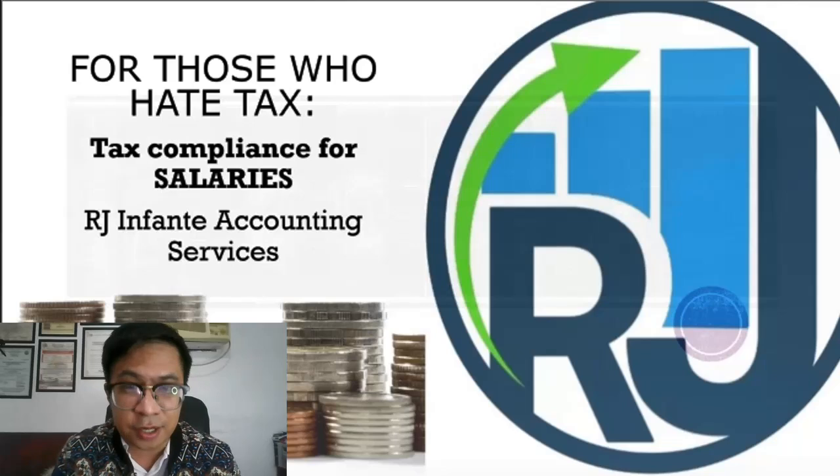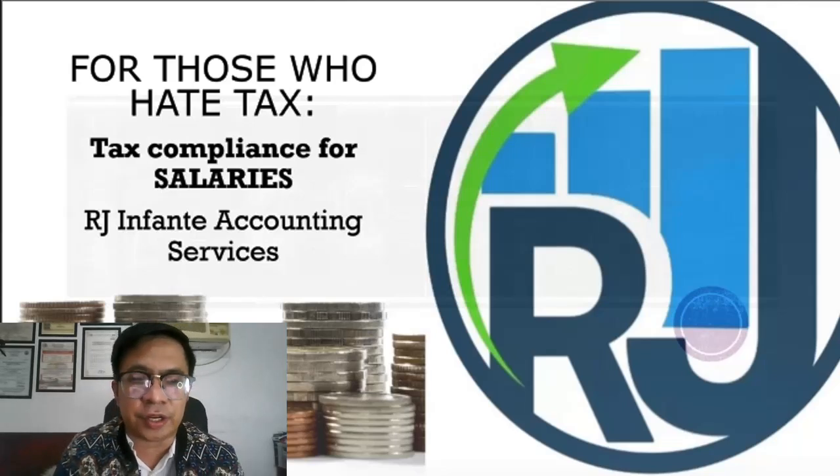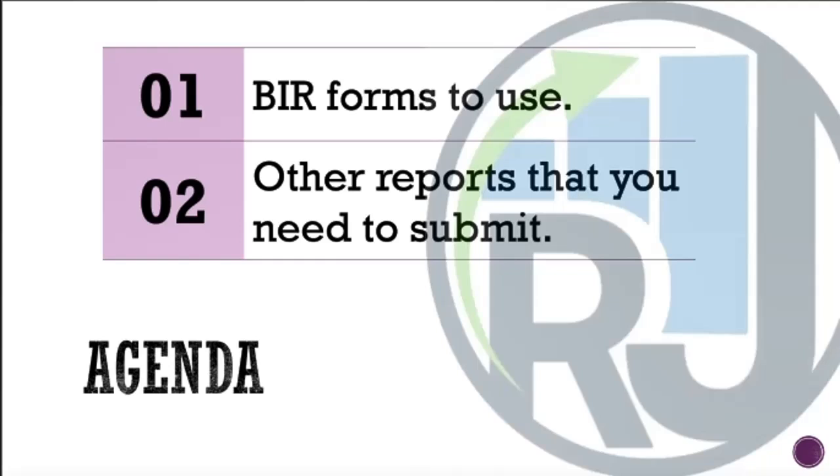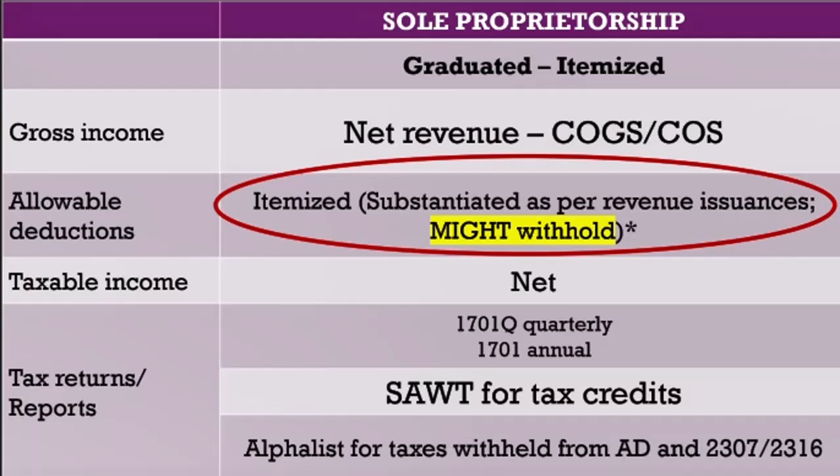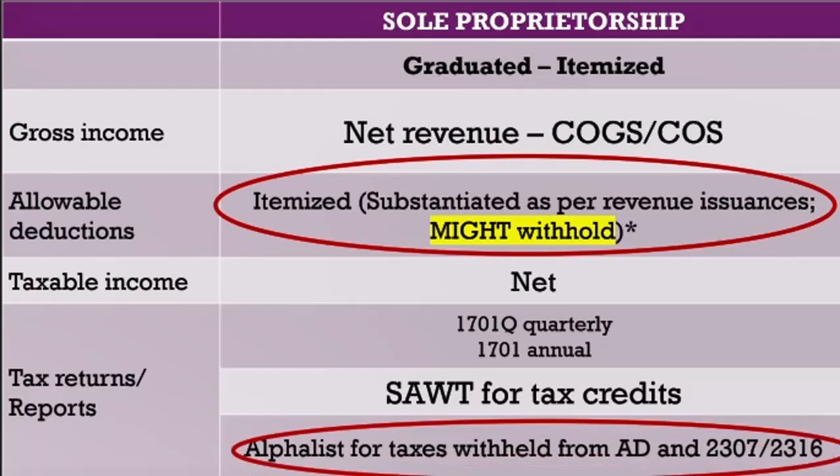And what we're going to talk about today are the tax compliance if ever the taxpayer would incur salaries expenses. We have learned in the prior session that if a taxpayer makes use of the itemized way of enumerating its expenses, said taxpayer is required to substantiate its expenses and in some circumstances might need to withhold a certain portion of those expenses to be remitted to the Bureau of Internal Revenue. And if that is the case, the said taxpayer is required to encode those expenses in the Alpha List data entry system and issue BIR forms 2307 to its suppliers or BIR form 2316 to its employees accordingly.